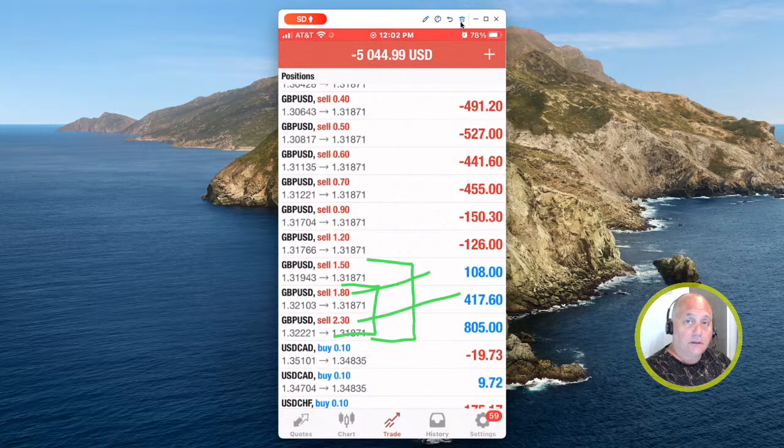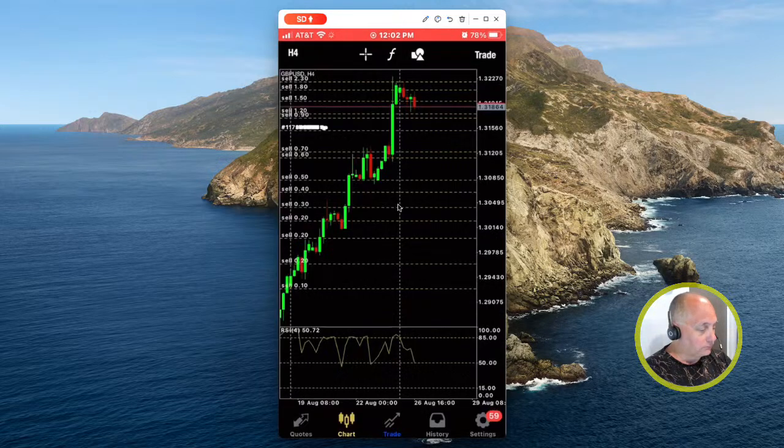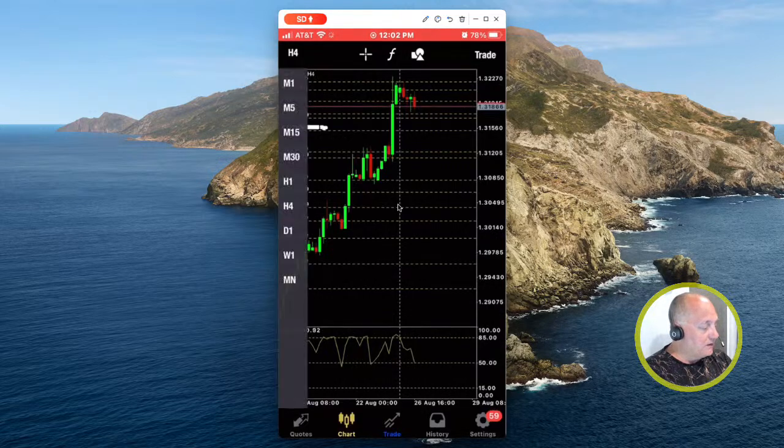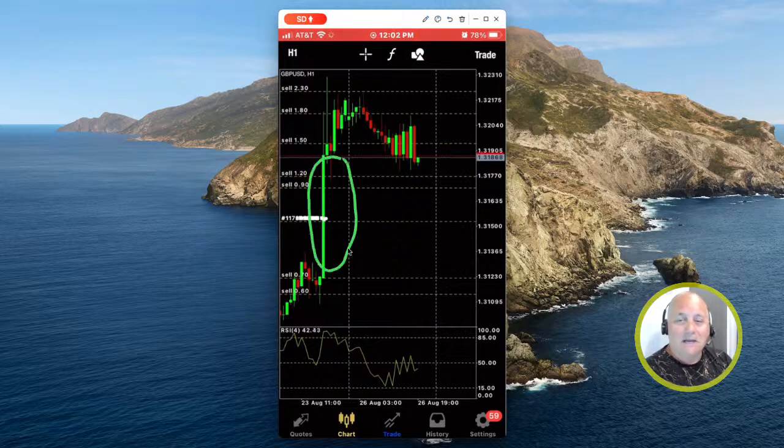Actually, let me erase that. Let's look at this pair as far as a chart goes. Let me scale down to 1 hour. Yeah. So here we are. We had this massive imbalance in the market. Fair market value, you might call it.